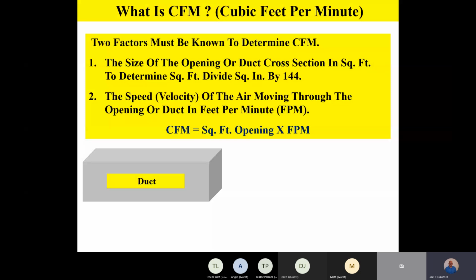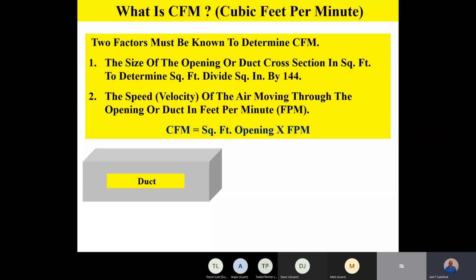So in our first example, we have a 24 by 30 grill. Let's say it's a return grill. And that gives us 720 square inches. So 24 times 30 equals 720. We then divide by 144 to get square feet, and then multiply that number times 0.8 to get free area.